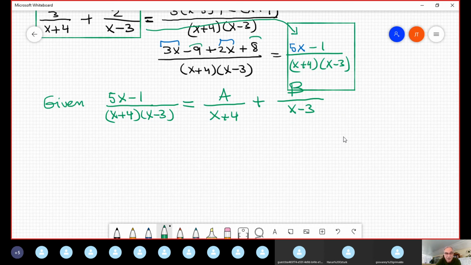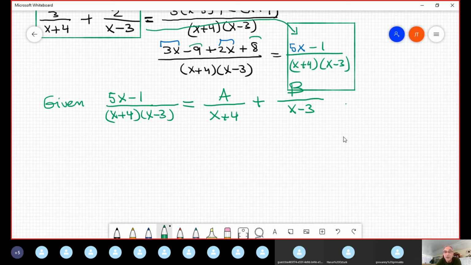I have the original fraction, and you decompose into partial fraction decomposition. Okay. I want to solve this problem in 2 different ways. One complicated and one shortcut. The complicated is like that.